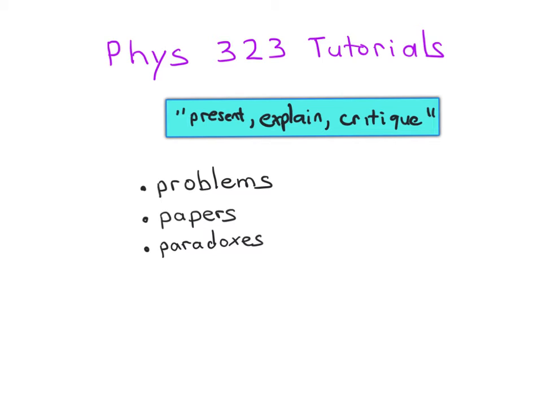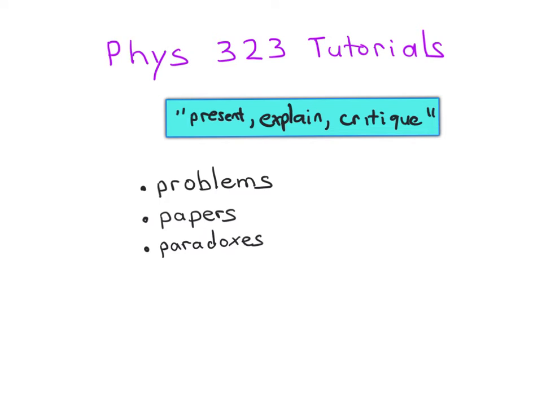And the things they'll be presenting may be problems that are sort of problem set type problems. We're going to read a few journal papers this term. So you'll be asked to read and present information about a paper that we've all read. And there'll also be things, I was looking for a third P here. Paradoxes, we'll talk about things like the Einstein-Podolsky-Rosen paradox and Bell's theorem.